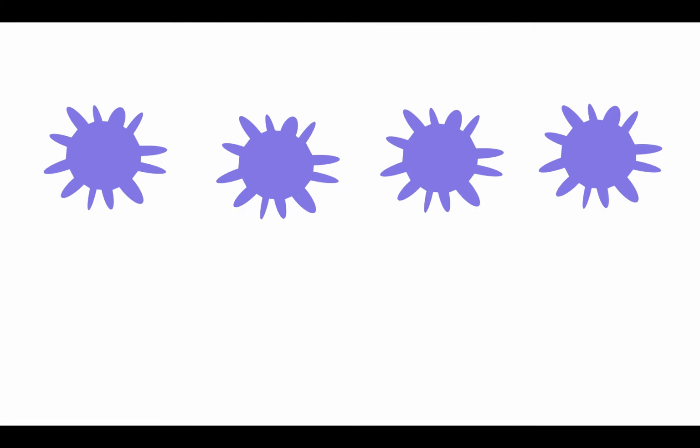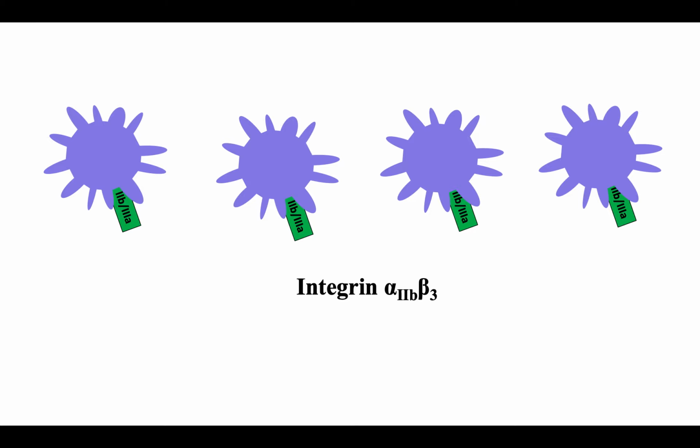Let's start with a group of unactivated platelets and allow them to undergo activation. Activation is simply a process in which shape change occurs. This shape change exposes the platelet receptor glycoprotein 2B3A, or GP2B3A. GP2B3A is also more formally known as integrin alpha 2 beta 3. GP2B3A is a target of potent antiplatelet agents like abciximab, eptifibatide, and tirofiban.